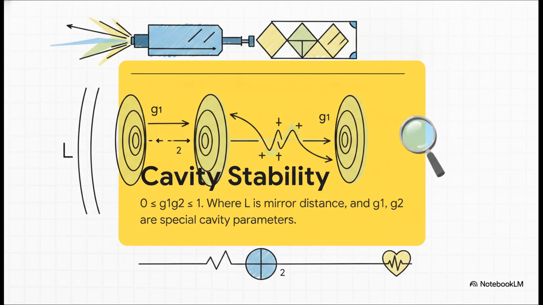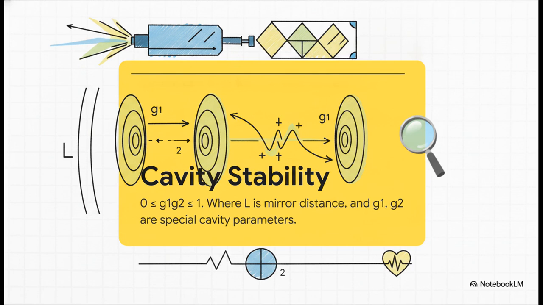Now, I want to slow down for just a second here, because we are looking at the absolute mathematical heartbeat of a working laser. For a beam to actually remain trapped, bouncing back and forth between those mirrors without just escaping out the sides, the cavity itself must be mathematically stable. The condition for this is beautifully simple.